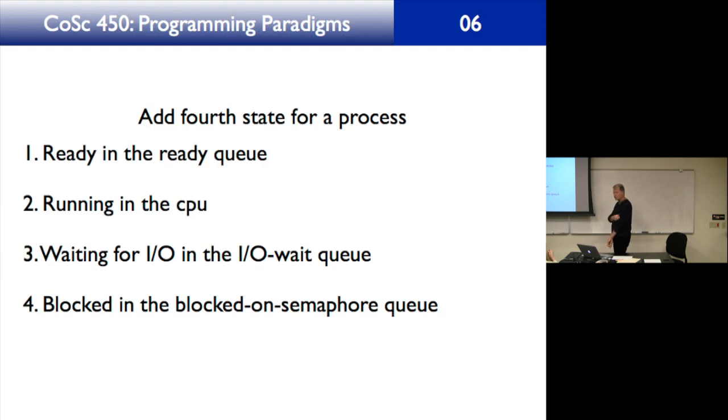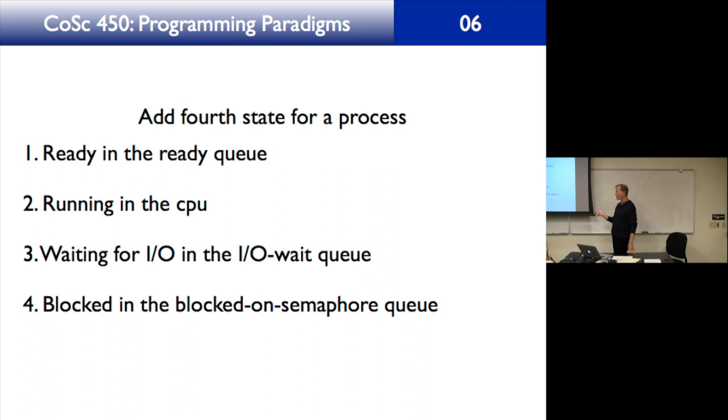So here's what we're going to do. Here's how semaphores work. You add a fourth state for a process. We already had ready in the ready queue, we had the state running in the CPU, and we had the waiting for I.O. and the I.O. wait queue. Now what we're going to have is a special queue just for the semaphore. So every semaphore has a queue. Are you with me? That's important to remember.